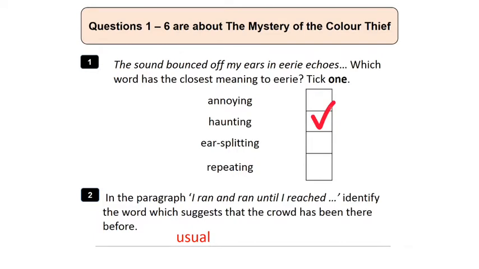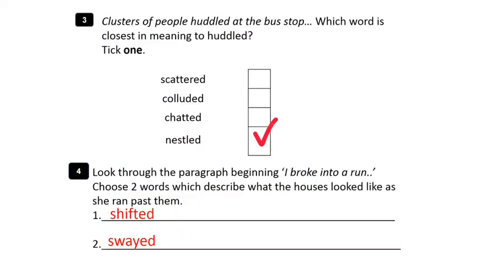So we were looking for the word in the text that suggests that that thing happening is a regular occurrence. So the word that I have picked out is usual. It is a usual thing that happens, which means it happens more than once or over and over again in meaning. Number 3. Clusters of people huddled at the bus stop. Which word is closest in meaning to huddled?